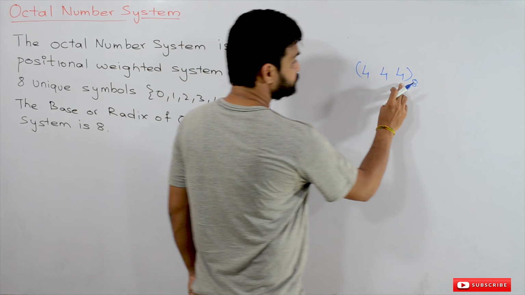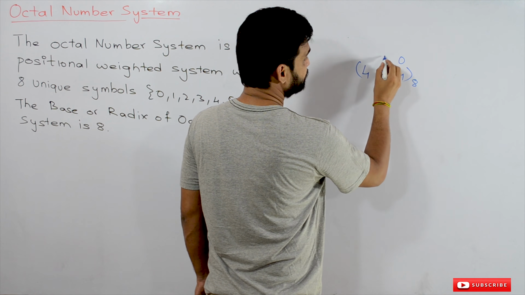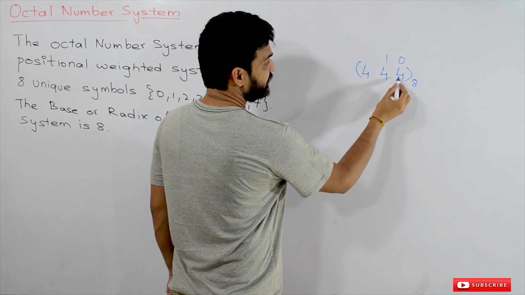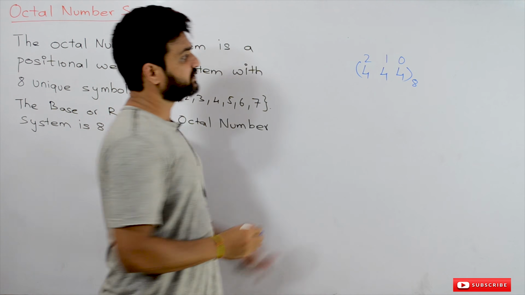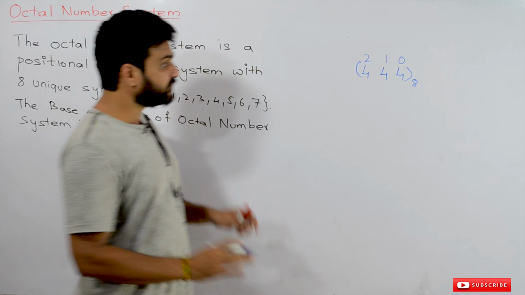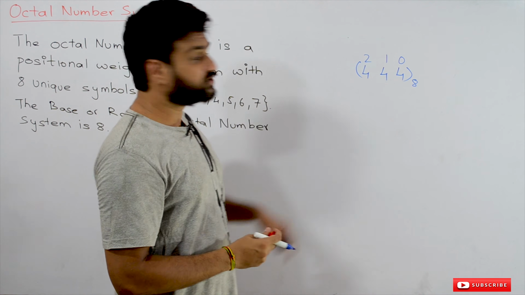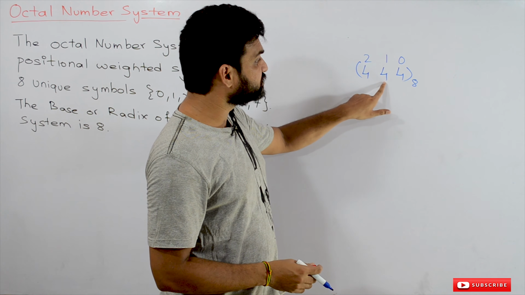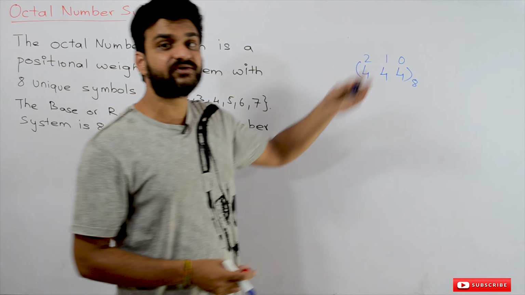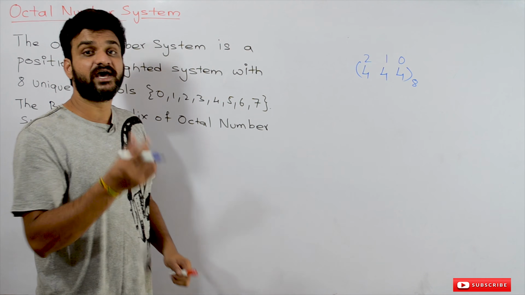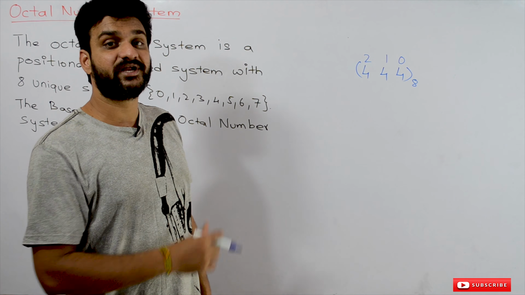And what is the position? What are the positions of the numbers in the octal number system? It starts from 0 and it will get incremented: 0, 1, 2. Now, what is the weight? So we have 3 4s, but is the value of this 4 equal to this 4? No. The value of each and every 4 is different from another 4. Why? Because the value of a digit in the octal number system is based upon its position.